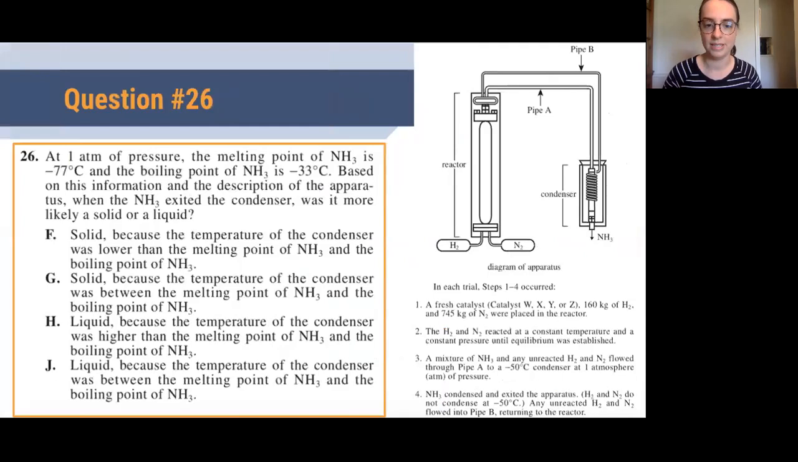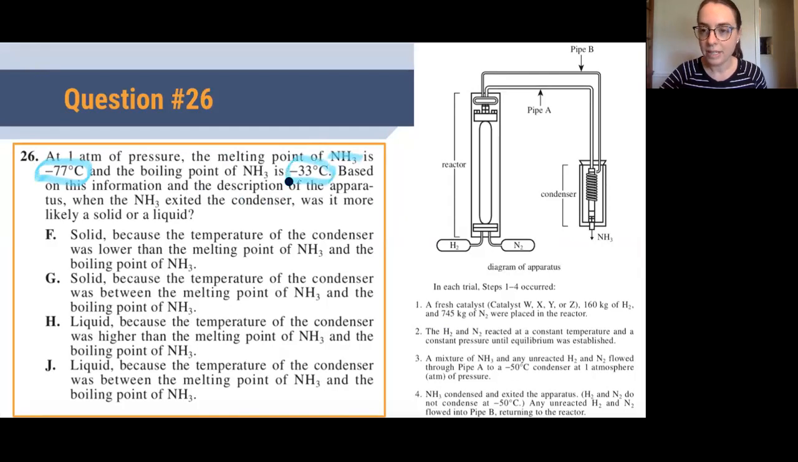Here's question 26. The question is in the orange box, and then the information from the passage you need is to the right. Let's read question 26. At 1 atmosphere of pressure, the melting point of ammonia, NH3, you don't have to know that, is negative 77 degrees Celsius. So if it's above negative 77, it's melted, it's liquid. If it's below negative 77, it is solid. And the boiling point is negative 33 degrees Celsius.